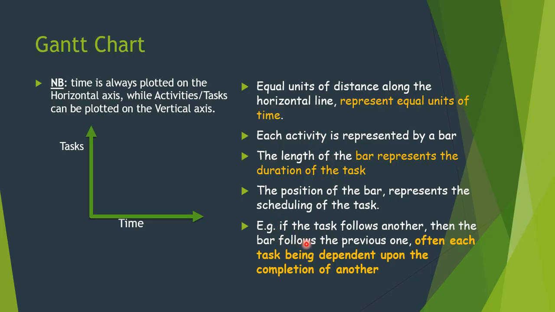However, there's something to note down there. If a task follows another process or another task, then the bar follows the previous one, often each task being dependent upon the completion of another. So as we draw our Gantt chart, you'll find that upon the completion of one process, another has to continue from where that one has stopped. So this is basically how the Gantt chart is plotted. It will make more sense when we begin handling some cases.